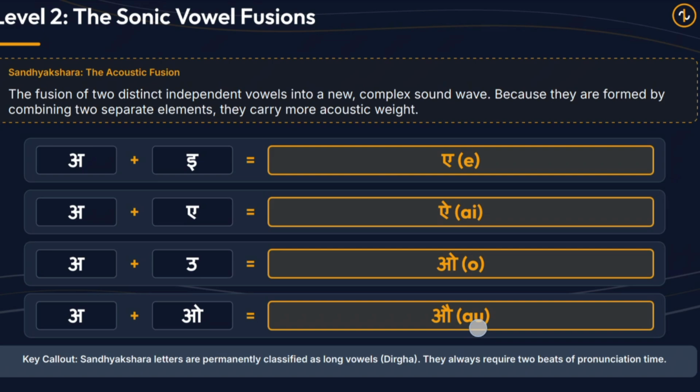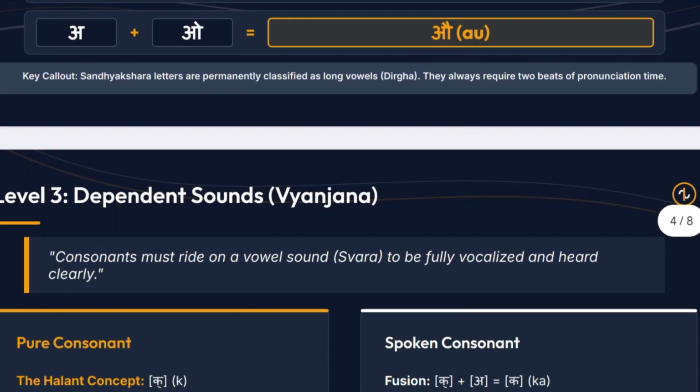A plus I forms E, A plus A forms AI, A plus U forms O, A plus O forms AU. So the key callout is that Sandhyakshara letters are permanently classified as long vowels. They also always require two beats of pronunciation time. So the pronunciation time is longer only. Next is level 3.